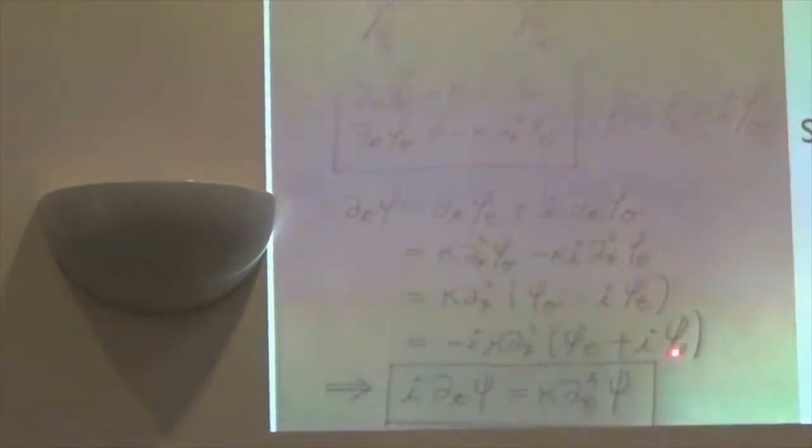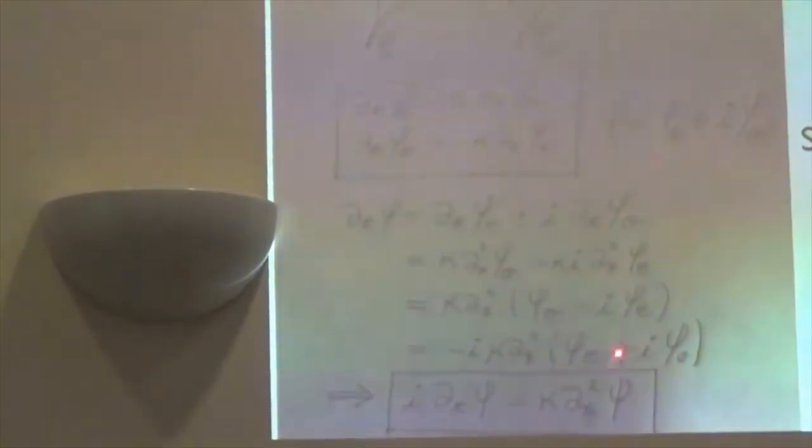And now I factor off the k and the dx squared, and I'm looking at psi odd minus psi even. And I can factor out a minus I. If you multiply this by minus I, you will get minus I psi even and 1 psi odd, minus I times I is 1. So there's psi even plus I psi odd. So this is psi. So you see I have dt psi is minus I kappa dx squared psi. Multiply both sides by I and here we are.